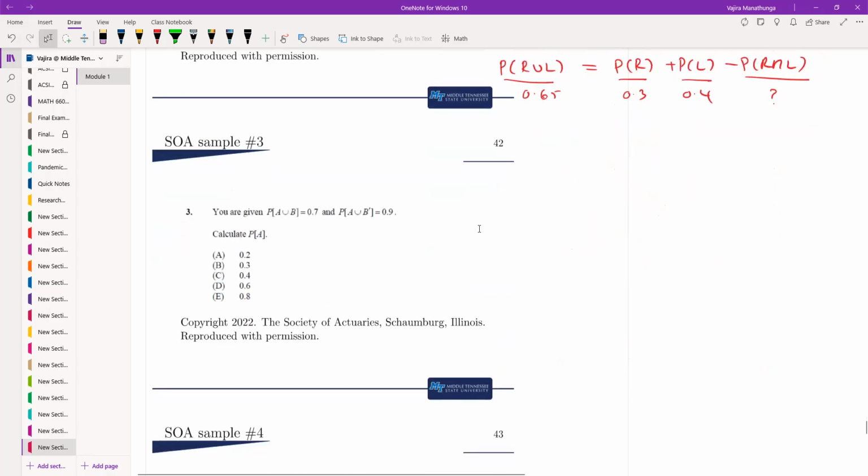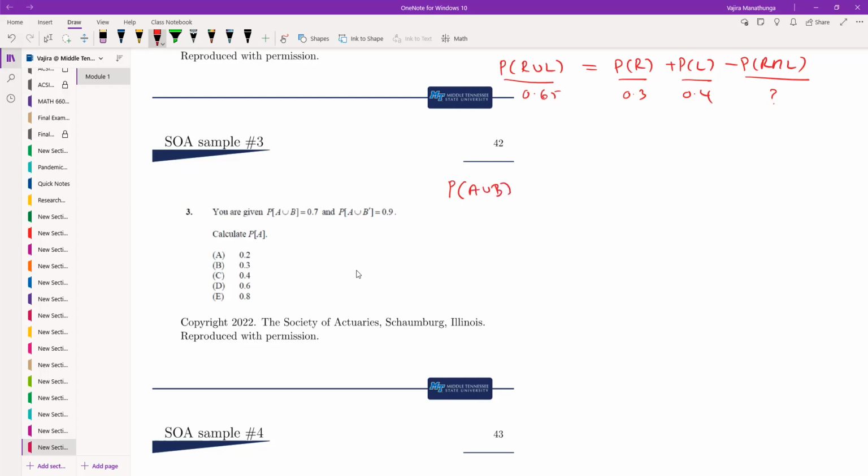Let's go to the third problem. The question gives us two different probabilities, and we want to find the probability of A. Again, we apply the addition rule. You can see that we are applying the addition rule several times, for problems 1, 2, and now the third one.